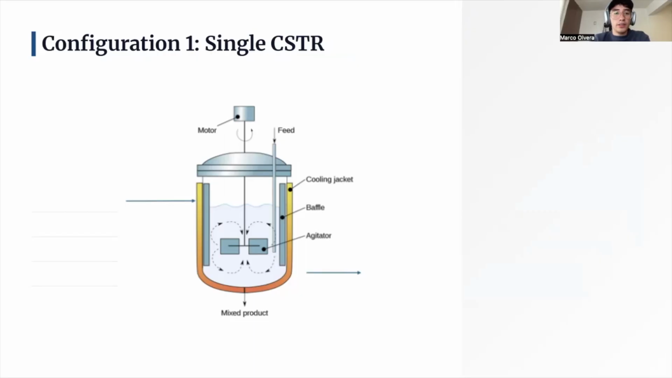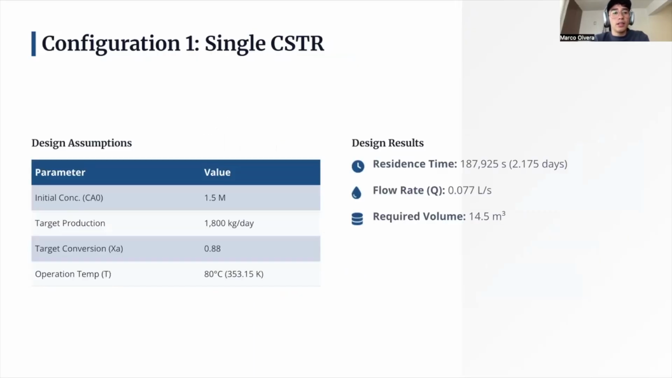Okay, talking about the first configuration, a single CSTR, the parameters I used were an initial concentration of 1.5 molar. The target production was the biggest amount, 1800 kilograms per day, and the target conversion is 0.88. The operation temperature is about 80 degrees Celsius, and in the next slide we're going to see that this was the better operating temperature.